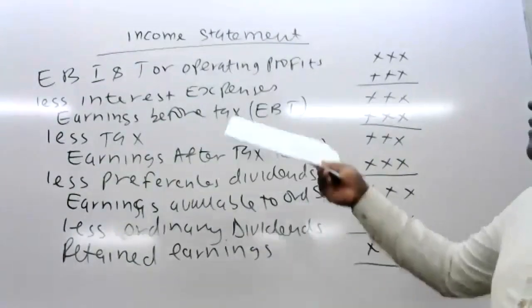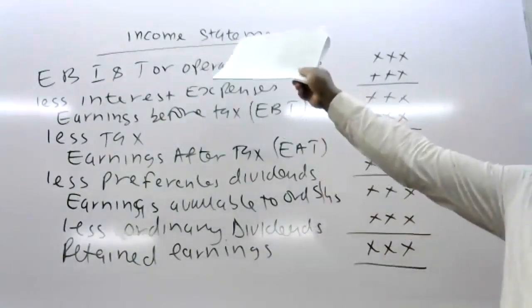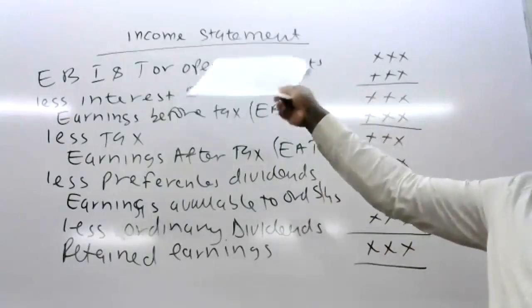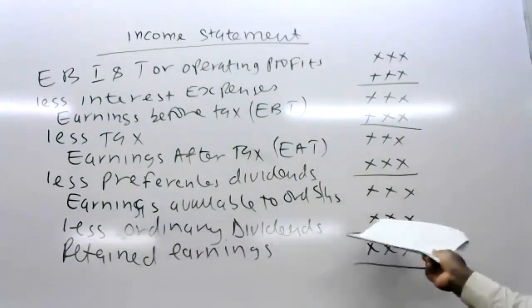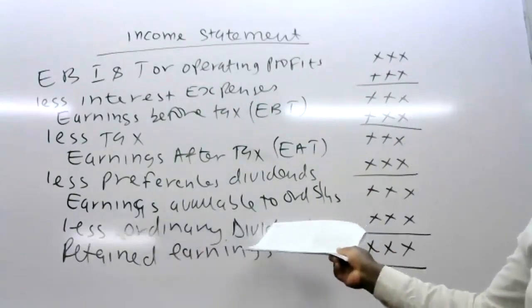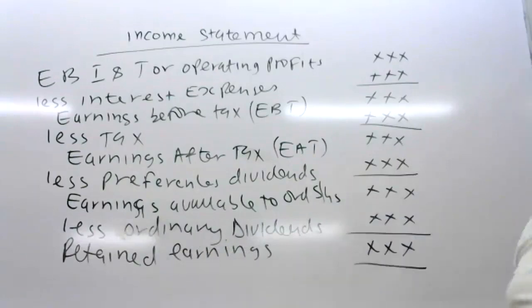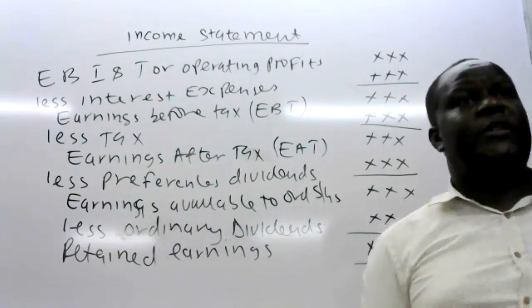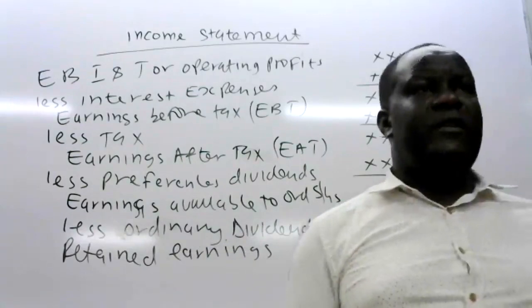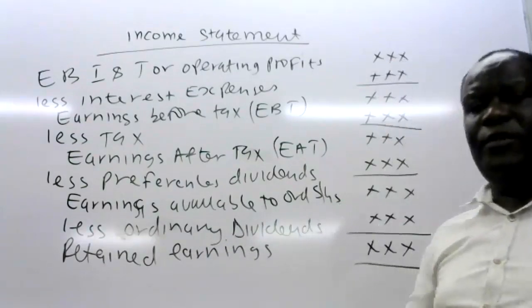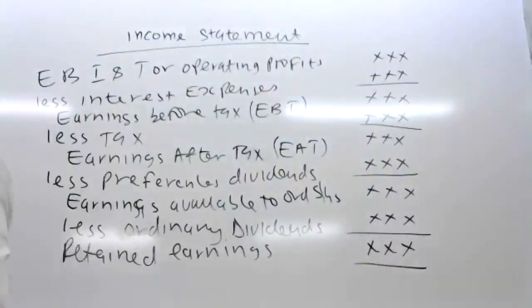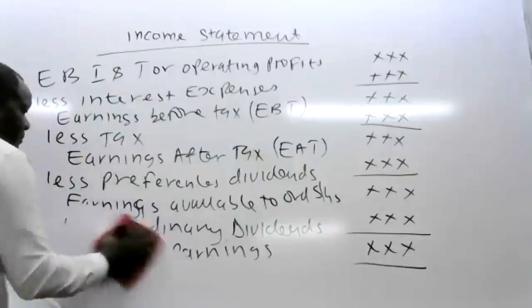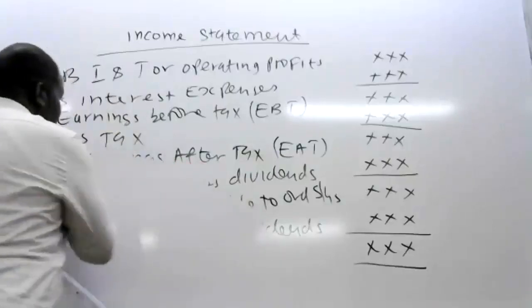So for you to get the dividend per share, you prepare the income statement. Once you have prepared the income statement, we shall require the ordinary dividends. You take these ordinary dividends and divide by the number of ordinary shares in order to get the dividend per share. So first, we prepare the income statement.